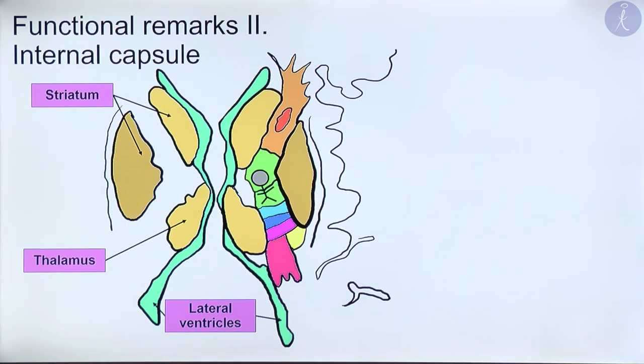This is a crucial point of the brain since here we can find the information which reaches the cortex or comes from the cortex. So if here we have a damage, practically we cannot function since the cortex does not have any connection with the lower centers.